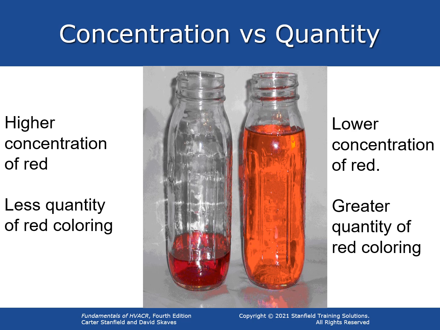The bottle on the right, on the other hand, has 6 drops of red in it, but because it has more water and the 6 drops are spread across more water, it does not look as red to the eye. It has a lower concentration of red, so it's less red looking, but it actually has a greater quantity of red coloring. So the higher concentration would represent temperature, whereas the higher quantity would represent BTUs.